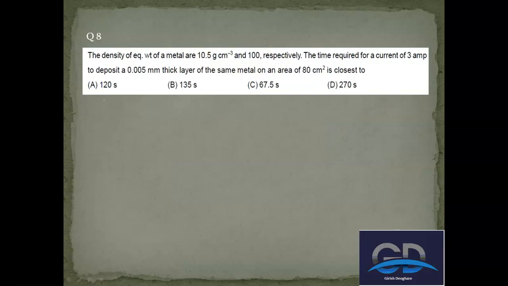Then question number 8, the density and equivalent weight of metals are 10.5 and 100 respectively. The time required for a current of 3 ampere to deposit a 0.005 millimeter thick layer of same metal on an area of 80 centimeter square is closest to. So we know that W is equal to Z into I into T. Right, so W is equal to, and Z is what? Electrochemical equivalent, that is E upon 96500 into I into T.